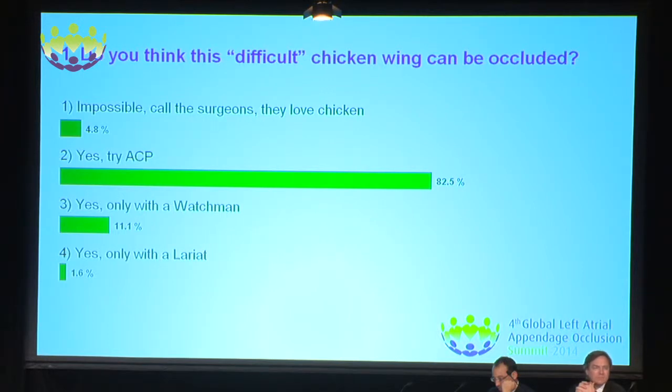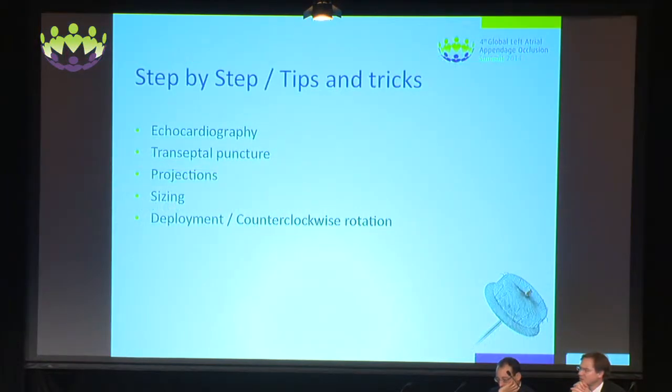Okay, so I agree. For the Watchman, it's going to be a difficult case. The length is a small length. With Lariat, we can try, but of course, not only with Watchman, not only with Lariat. So we will try an ACP. Can we go back? I will explain step by step, with tips and tricks, how to close this difficult chicken wing with the sandwich technique.